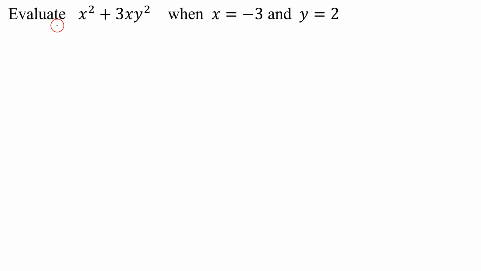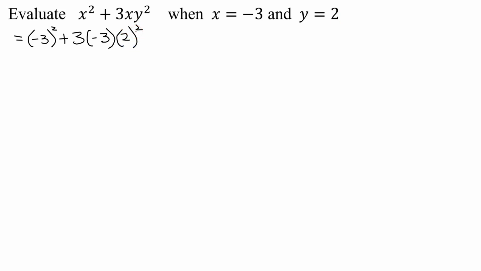In this problem, I need to evaluate x squared plus 3xy squared when x is negative 3 and y is 2. So I'm going to get, for my x squared, x is negative 3, so I'm going to have (negative 3) all squared plus 3 times x. What's x? Negative 3. Times y squared. Well, y is 2, so it's (2) squared.